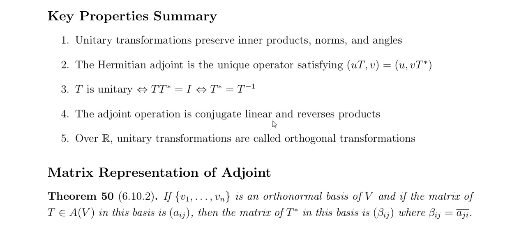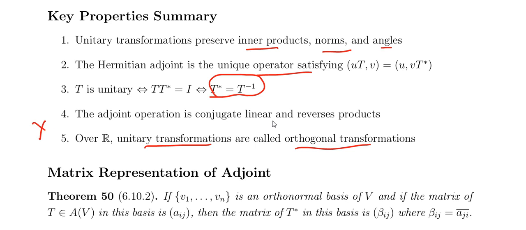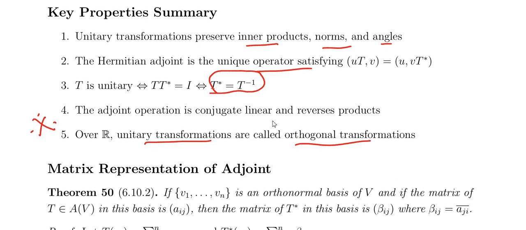And a unitary transformation preserves inner product, norms, angles. The Hermitian adjoint is the unique operator satisfying (uT, v) equal to (u, vT star), and unitary means TT star equal to I, that is T star equal to T inverse. The adjoint operator is conjugate linear and reverses products. Over R, the unitary transformation is called the orthogonal transformation. That is very important. In the set of real numbers, the unitary transformation is called the orthogonal transformation.